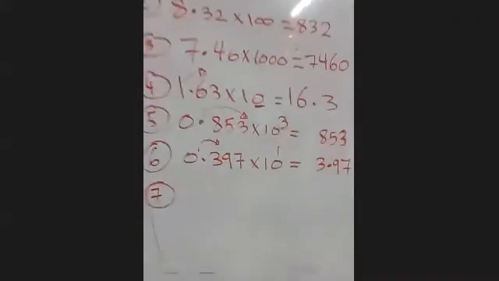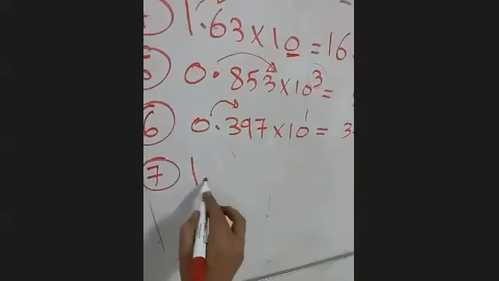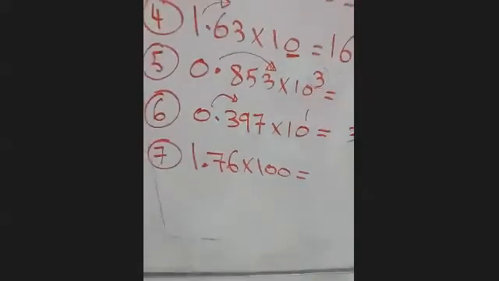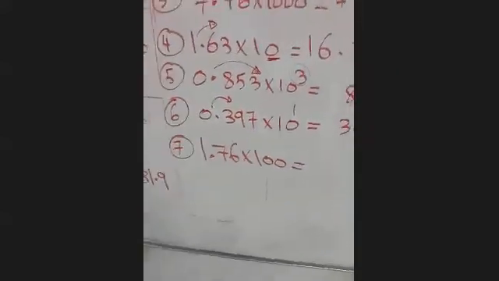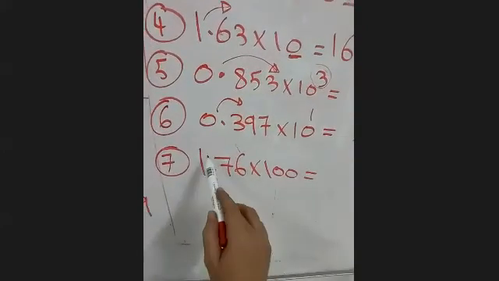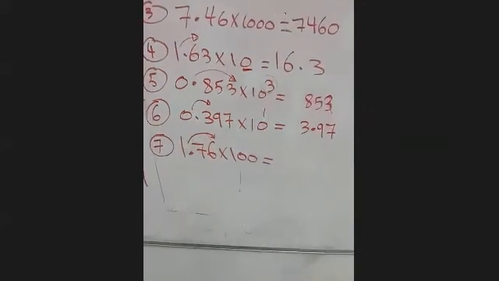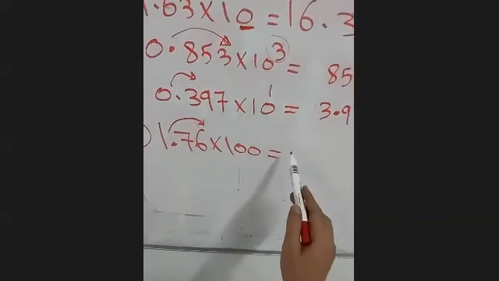Question 7. 1 decimal 76 multiply 100. We will see how many zeros we have. We have 2 zeros, so we will let the decimal jump to the right 2 digits. So the decimal will be at the last.